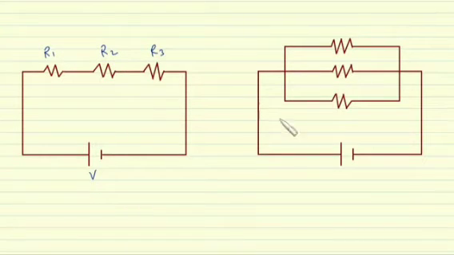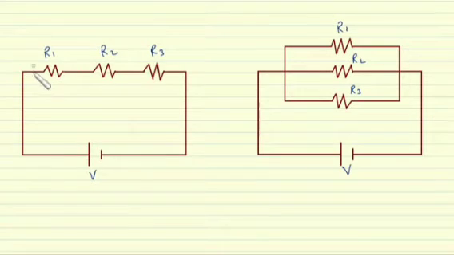In this circuit also we have a battery of V volts, and then we have three resistors, say R1, R2 and R3. Now you can notice that in both the circuits we have one battery and three resistors. But still there is a lot of difference between both the circuits, and now we are going to understand what that difference is. So let's analyze this circuit first.